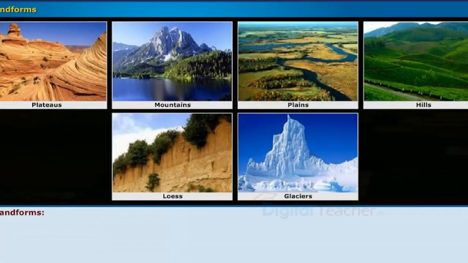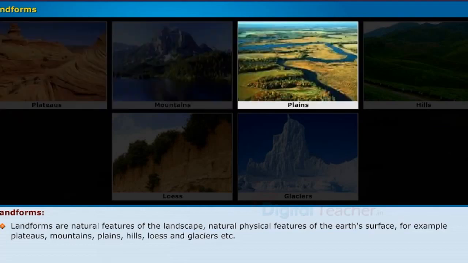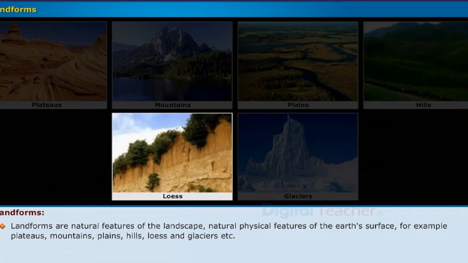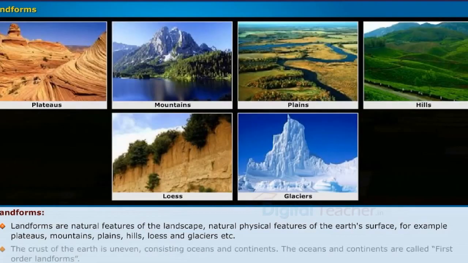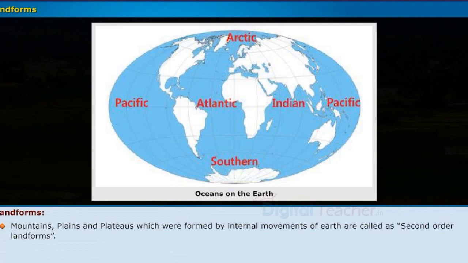Now let us study the lithosphere. Landforms are natural features of the landscape, natural physical features of the Earth's surface, for example, plateaus, mountains, plains, hills, loess, and glaciers. The crust of the Earth is uneven, consisting of oceans and continents. The oceans and continents are called first-order landforms. Mountains, plains, and plateaus, which were formed by internal movements of the Earth, are called second-order landforms.